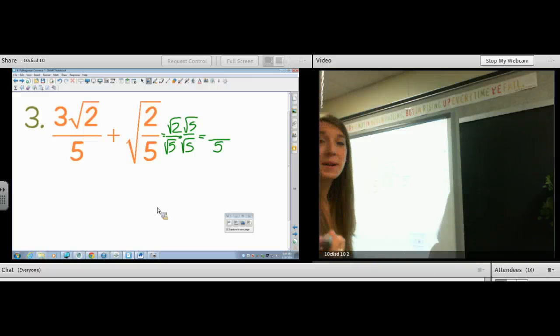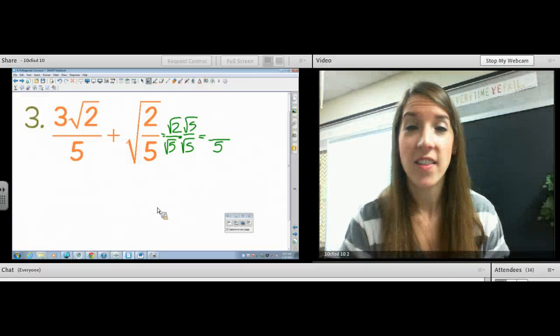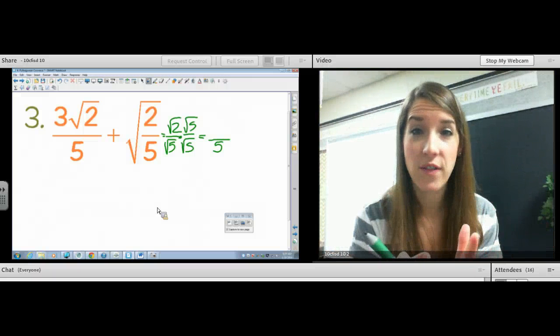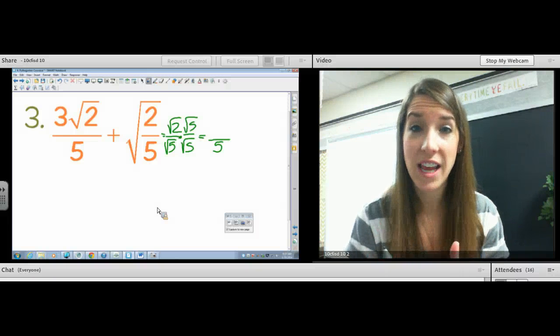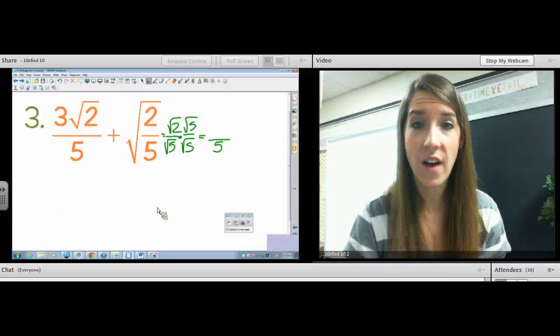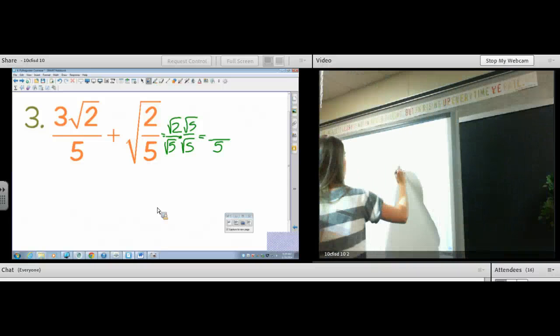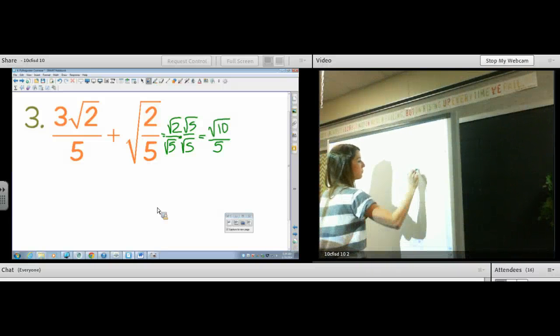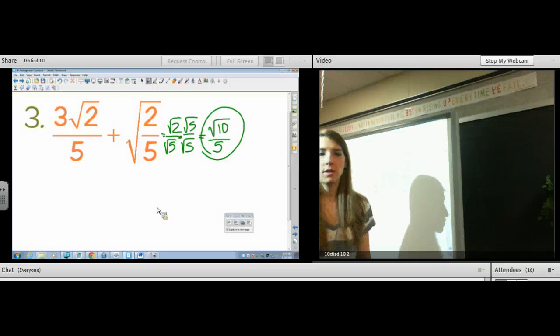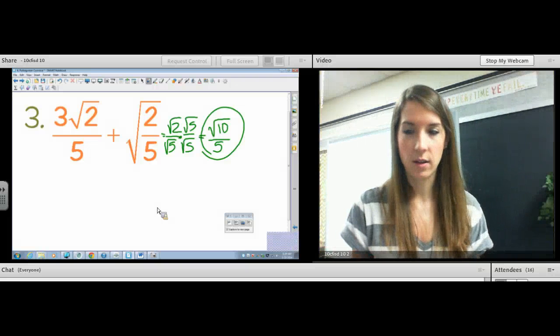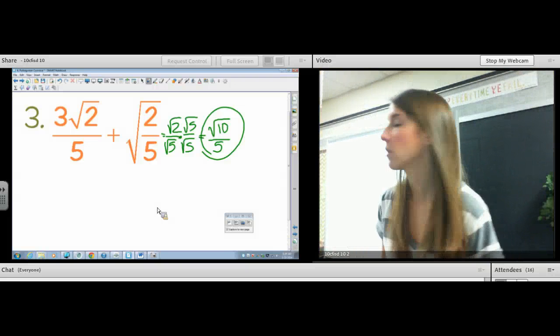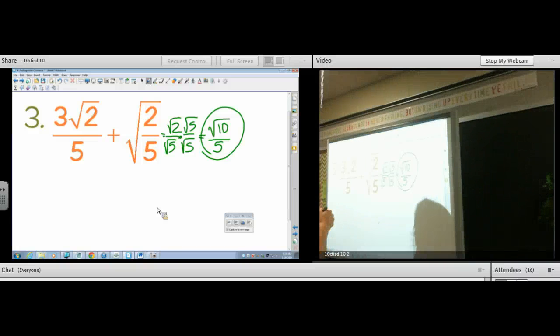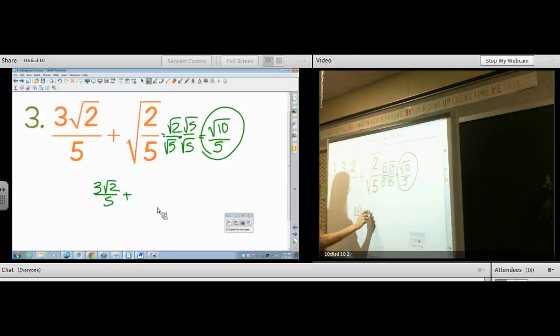Now, Tahani, here's where you get to multiply. The square root of 2 times the square root of 5 is the square root of 10, because 2 is in a radical and 5 is in a radical. So there is our simplified radical on that one. Okay, so we've got 3 root 2 over 5 plus root 10 over 5.